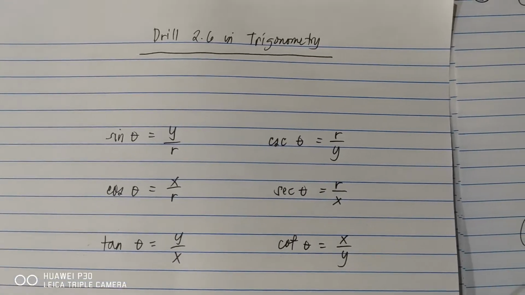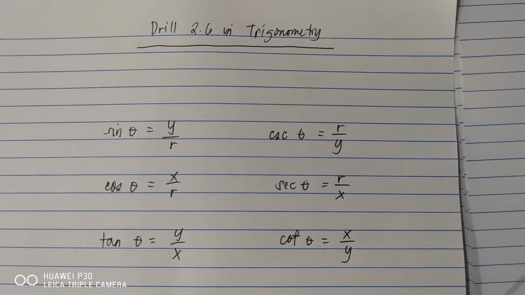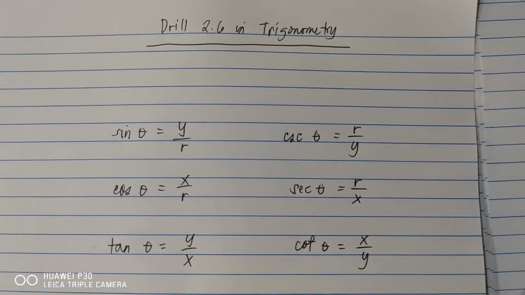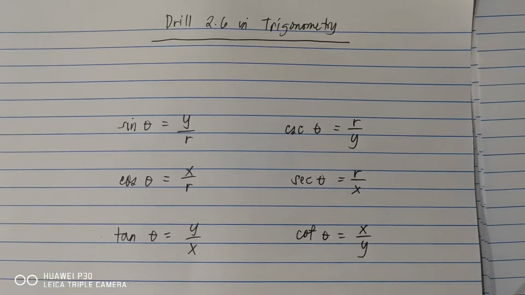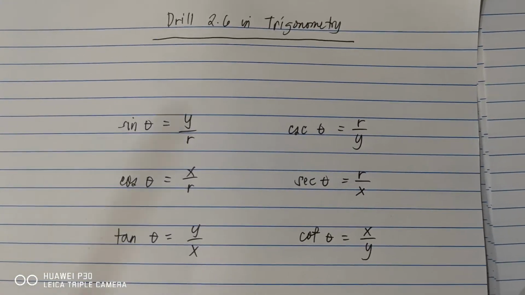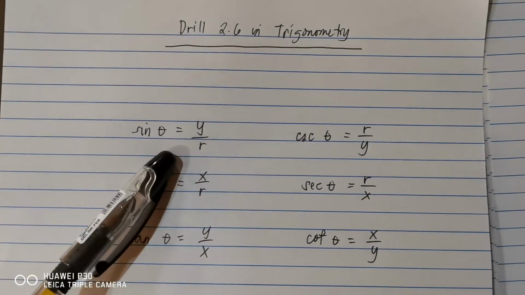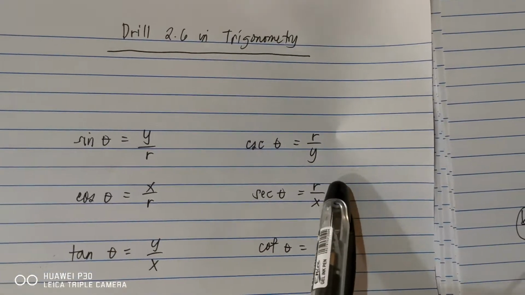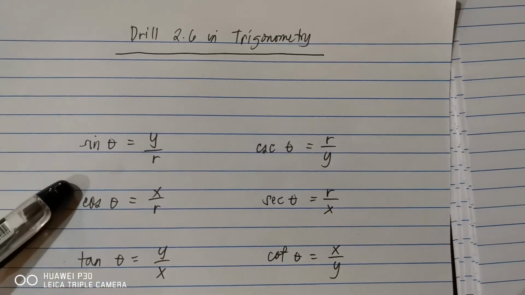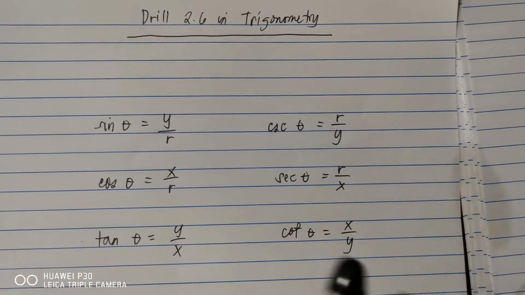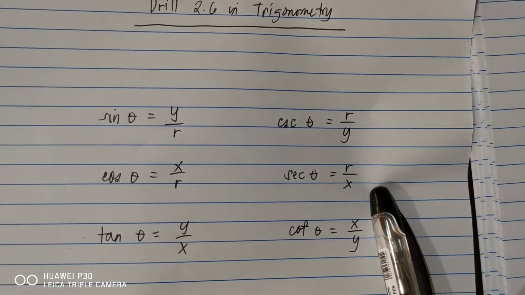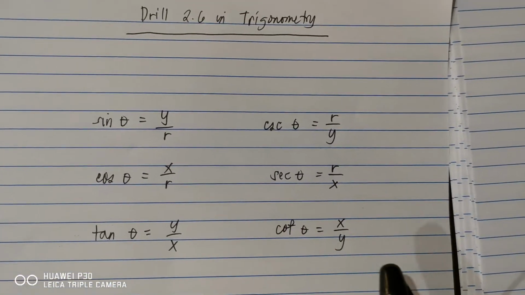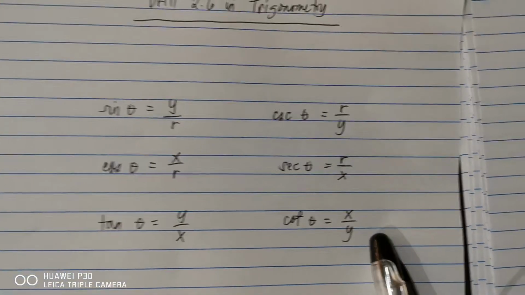Today we are going to discuss drill 2.6. But before that, it is very important that you have memorized the 6 trigonometric functions and their representations. So by SOHCAHTOA, sine theta is equal to y over r. Cosecant theta is the reciprocal of sine, so that you have r over y. Cosine theta is x over r, and the reciprocal of cosine is secant theta, which is r over x. Tangent theta is equal to y over x, and the cotangent is the reciprocal of tangent, which is x over y.